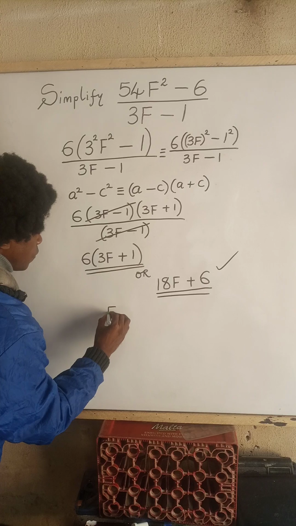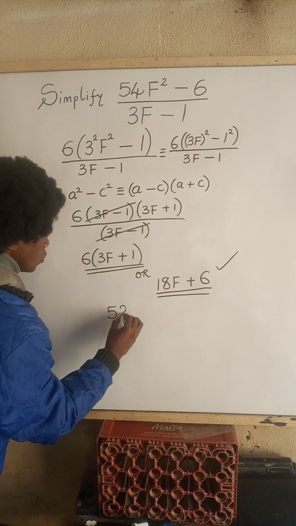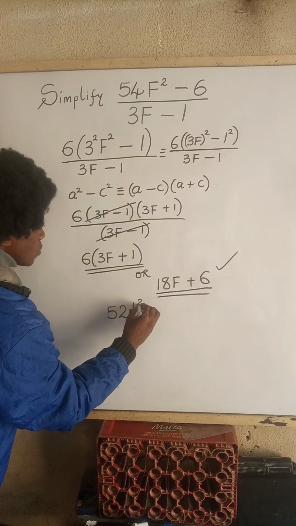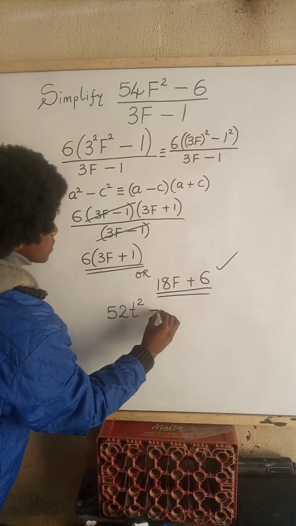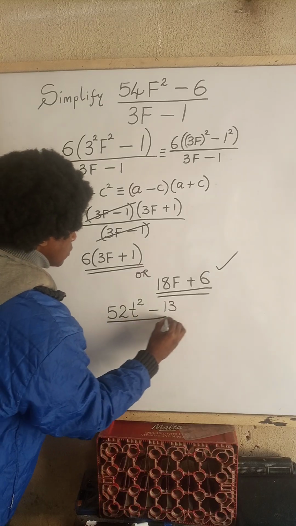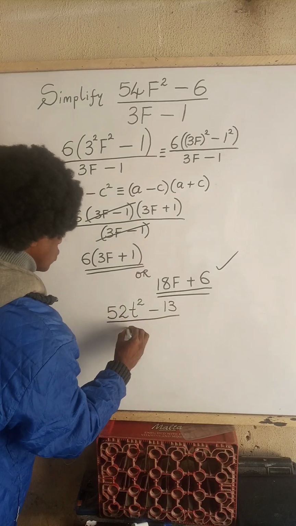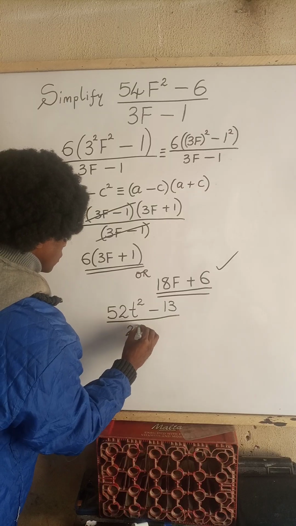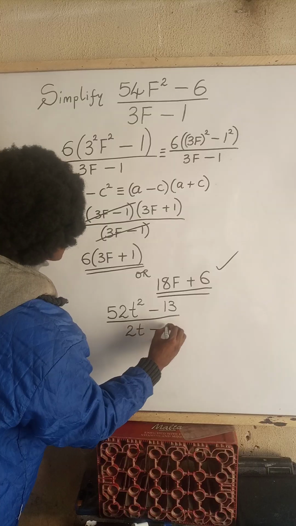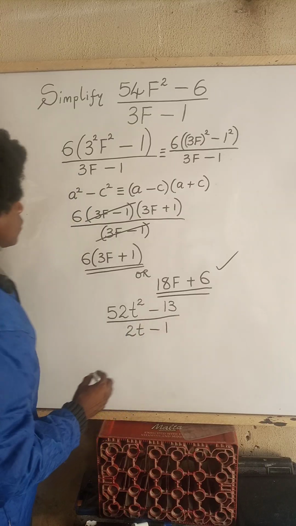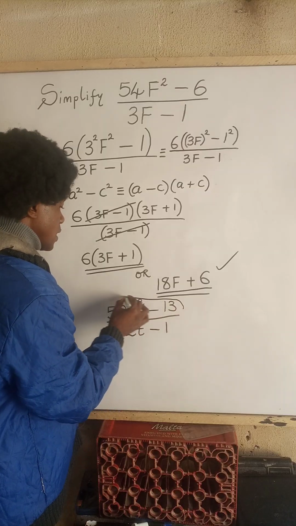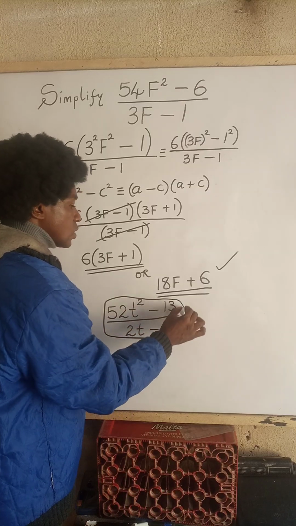Simplify 52t² − 13 over 2t − 1. Okay. Solve this and drop your answer in the comment section.